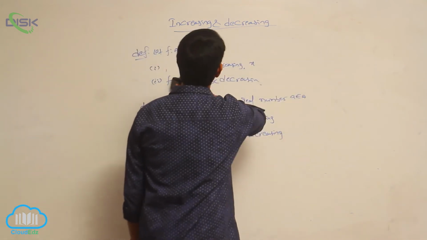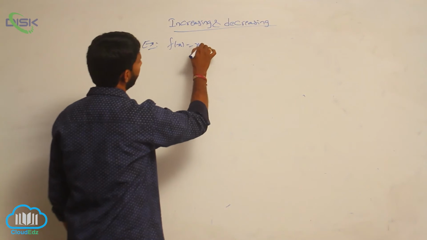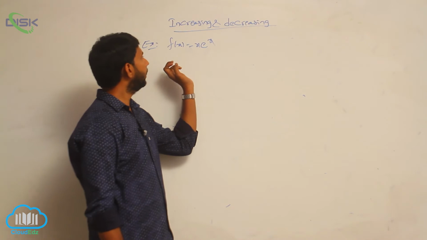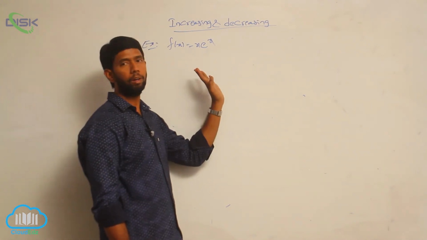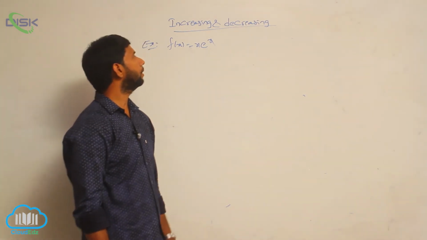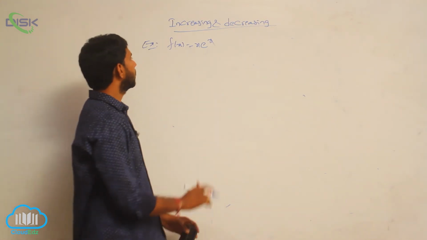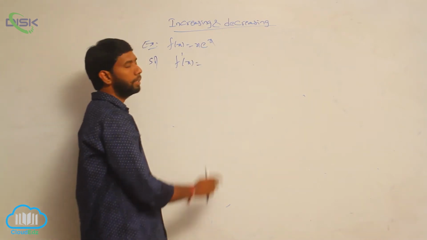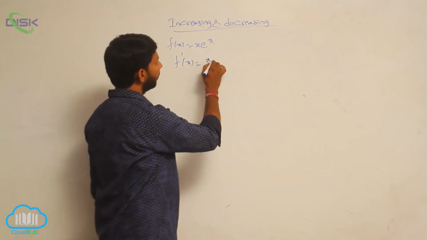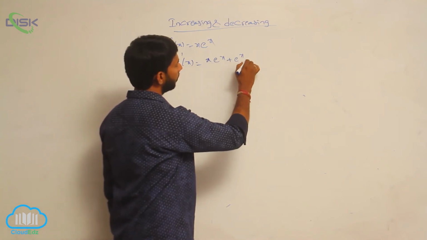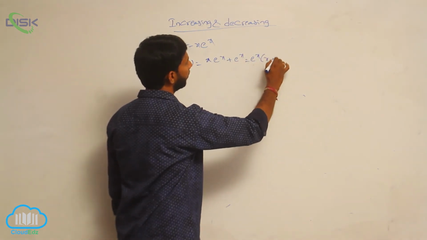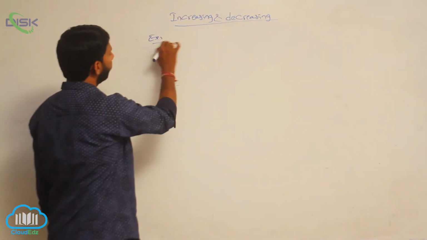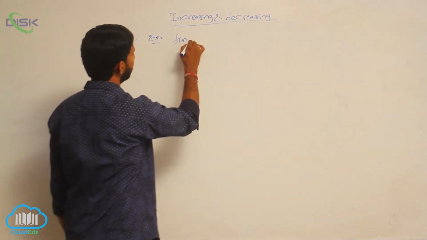Some examples about increasing and decreasing. f of x equal to x e power x. Find the intervals in which the function is increasing or decreasing. First, find the first derivative of the function, that is f dash x is equal to, applying the product rule, x e power x plus e power x, that is e power x times (x plus 1).